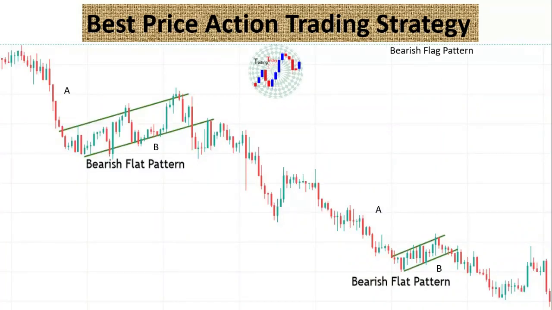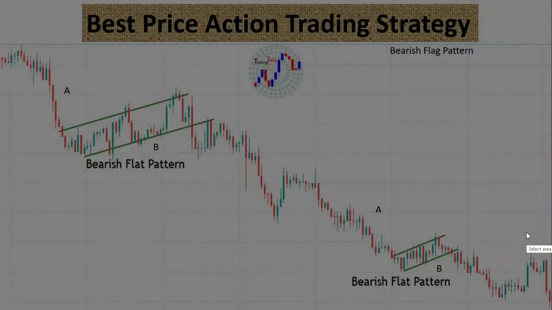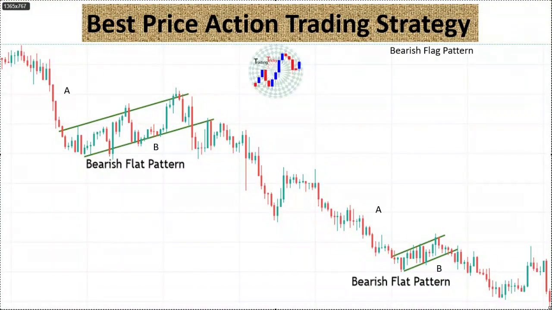Now tell me, what about this chart pattern? Let's analyze together. A, a strong trending move lower. B, a weak retracement move. Buyers have difficulty pushing the price higher. If the market breaks the level, sellers will make another move here. This is also a known pattern for all of us called the bearish flag pattern.